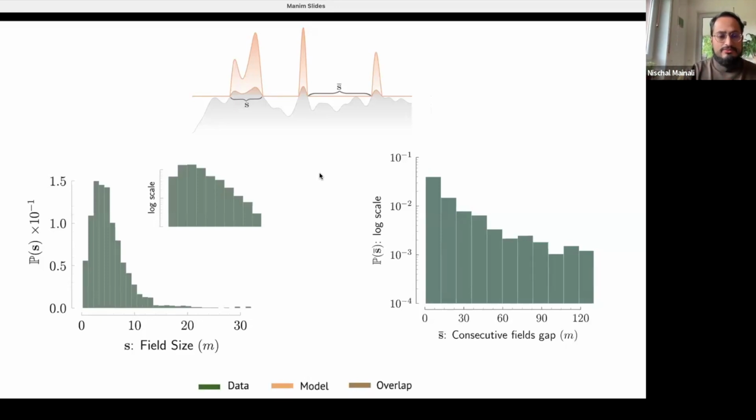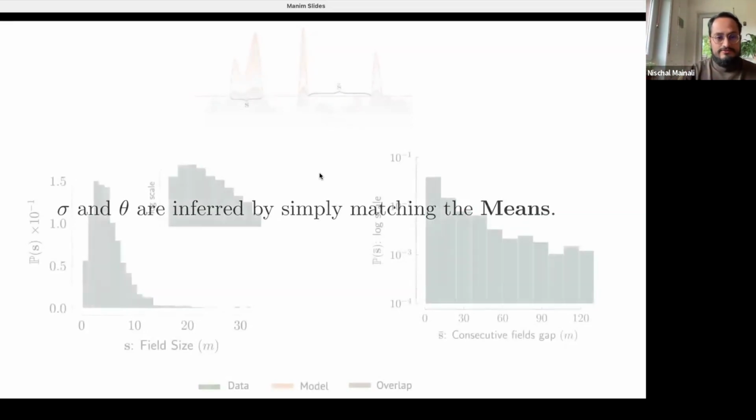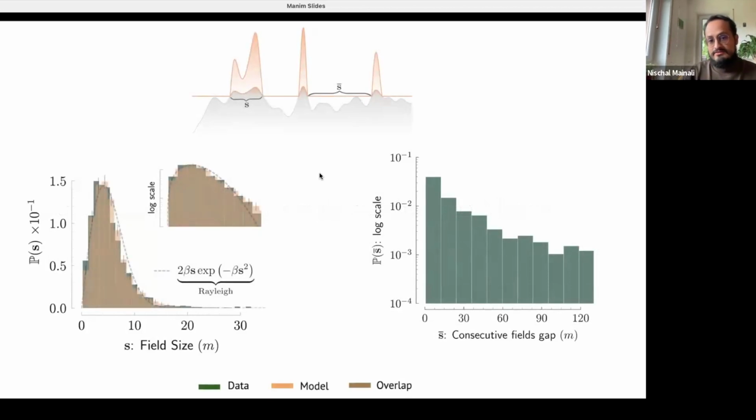Once we have the distribution, we will simply infer sigma and theta by matching the means. Not the whole distribution, but simply we'll calculate the mean field size and mean gap size. And that is sufficient to infer sigma and theta, either through simulation or even analytically. Now, once we infer it, the model generates a prediction for what the field size distribution should look like. And that's what you see in orange here.